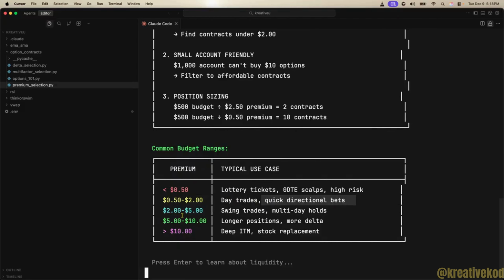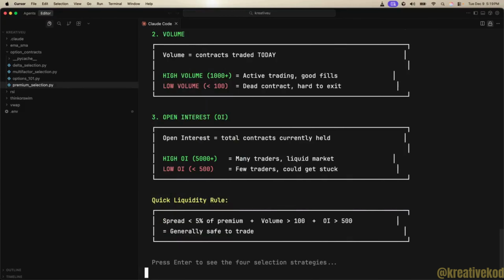Premium between 200 and 500, these are swing trades, multi-day holds. Premium between 500 and 1,000, these are longer positions, more delta. And premium greater than 1,000, these are deep in the money contracts. Basically you're buying the stock if you're paying that much money for the premium.